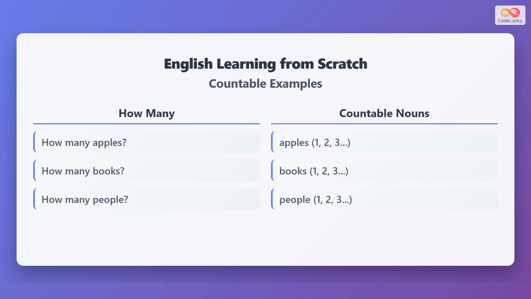Countable nouns take how many. For example, how many apples, how many books, how many people? These are all things you can count one by one. Apples can be 1 apple, 2 apples. Books can be 1 book, 2 books. People can be 1 person, 2 people.